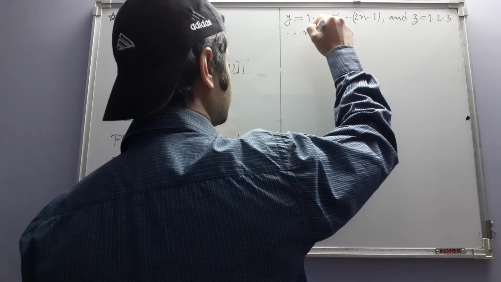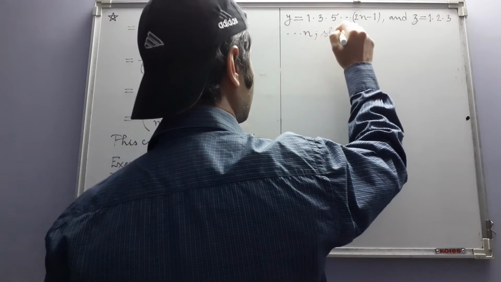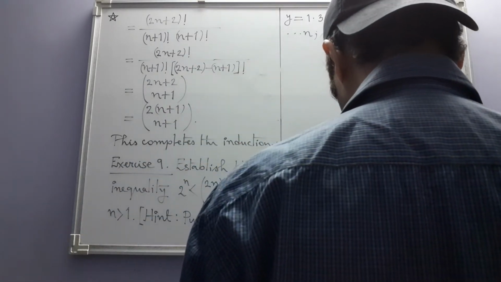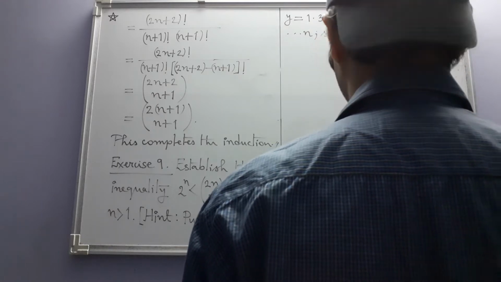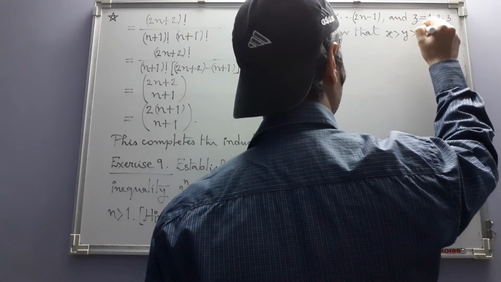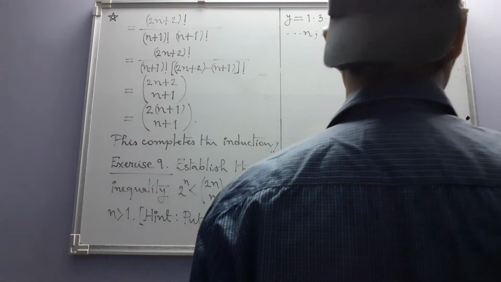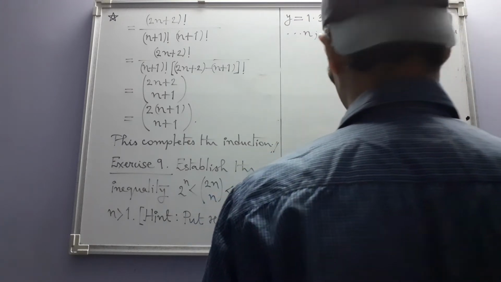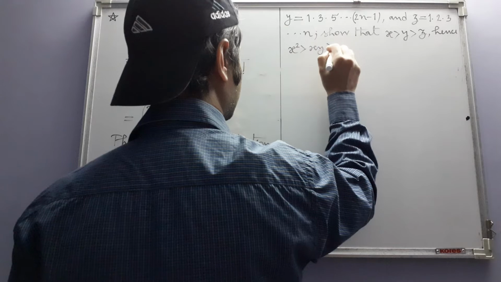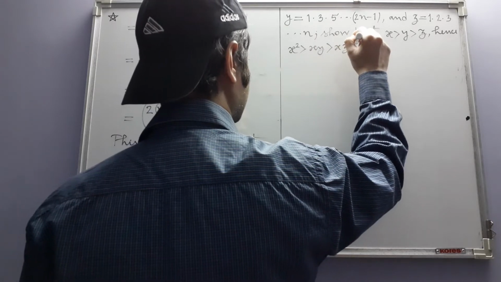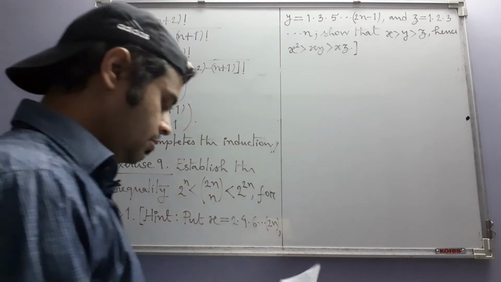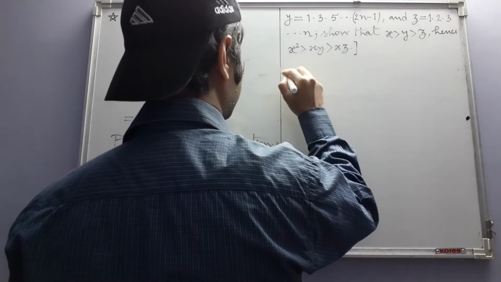Show that x is greater than y and y is greater than z. This is one thing, and hence x square is greater than xy, which is greater than xz. This somehow will help us prove these inequalities. Okay, so let us proceed accordingly.